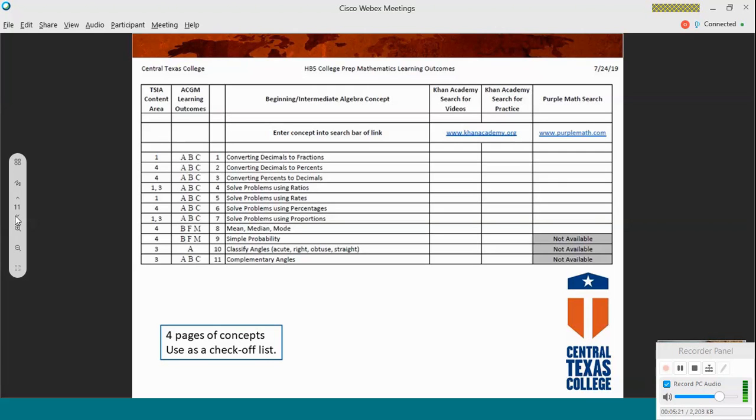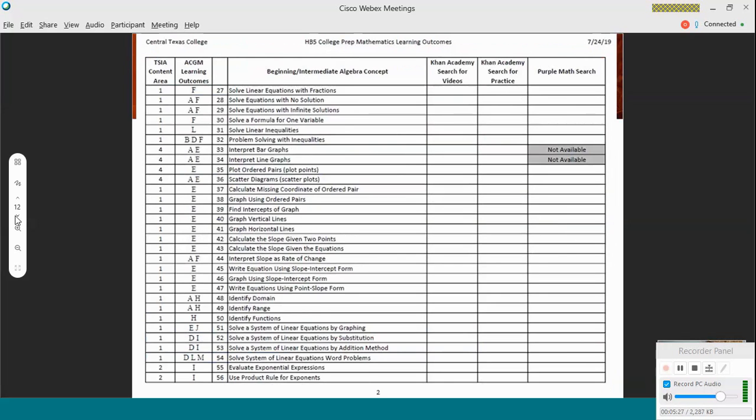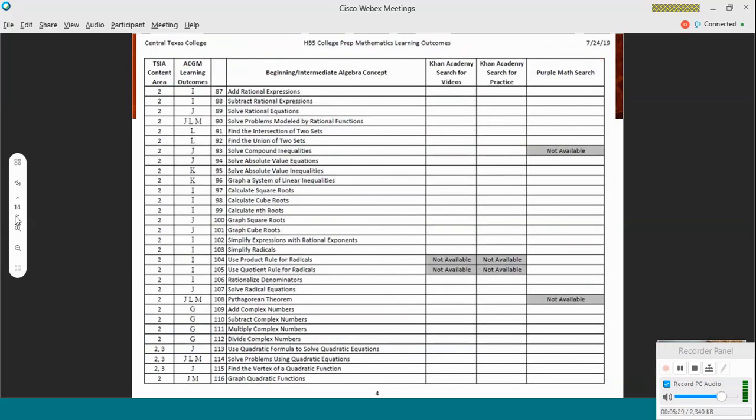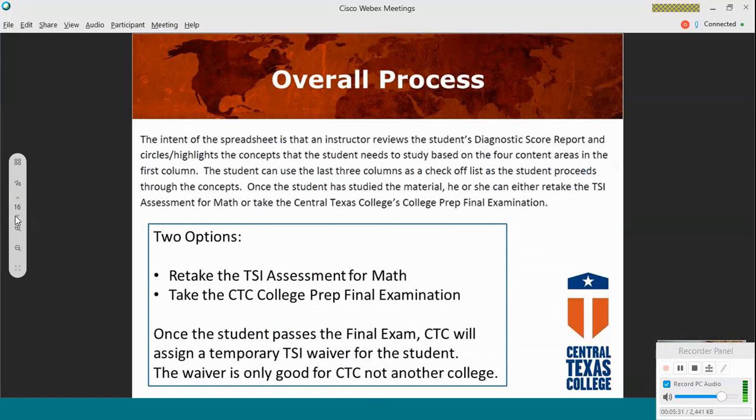So we have this for you also that you can use as a checkoff list. But really all are, but there's 4 pages of them. So the intent is that you would use the TSI Assessment Diagnostic Score Report and then circle the concepts that the individual students need to work on.